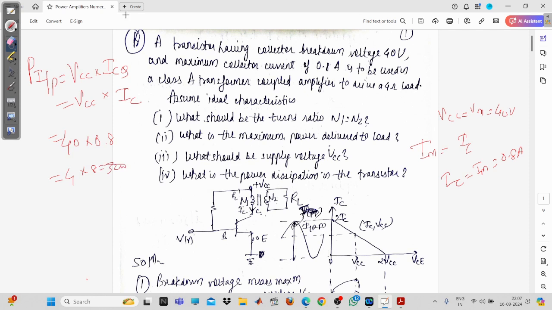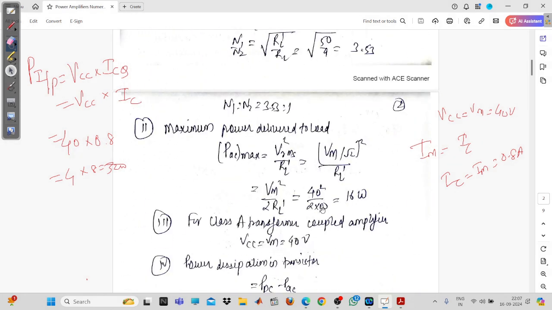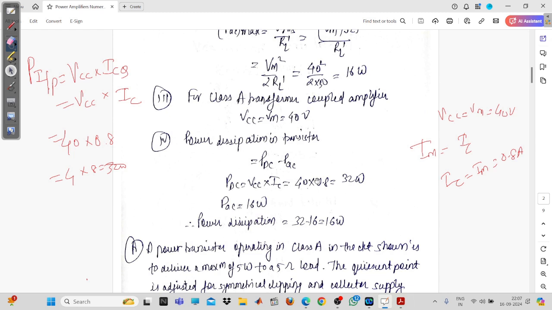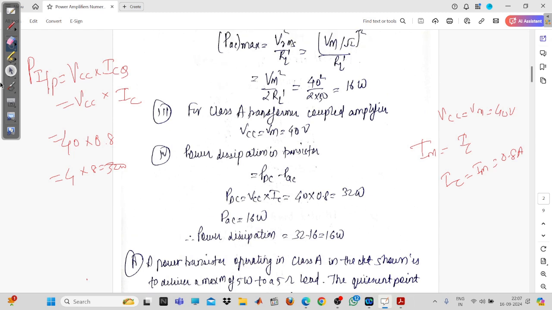We have the input power. So you can easily calculate the power dissipation, because power dissipation will be power input minus power output. So this 32 minus 16, that will be 16 watt. You can see easily. Okay, this problem is very easy.